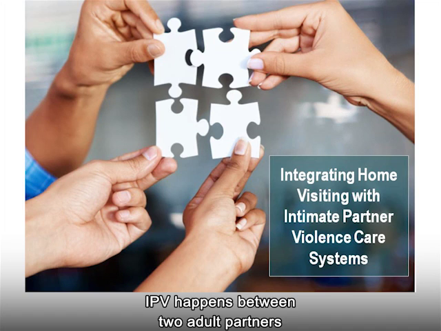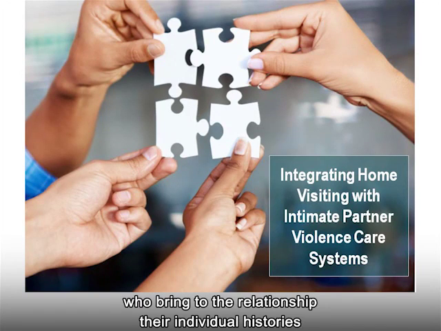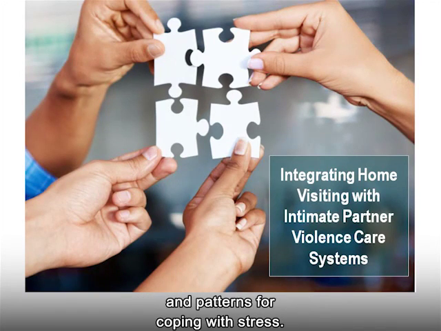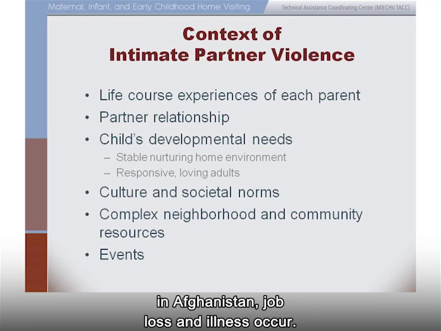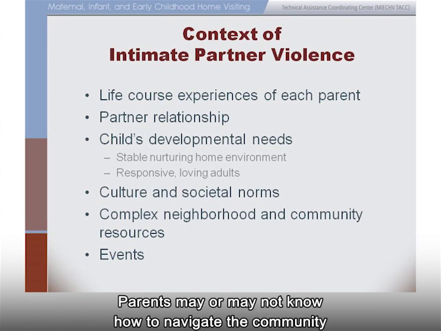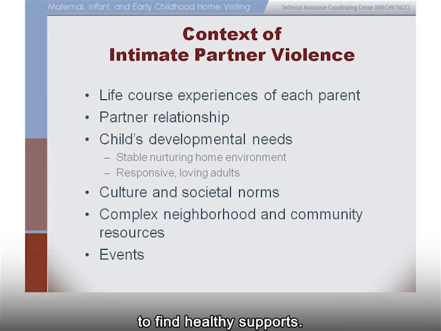IPV happens between two adult partners who bring to the relationship their individual histories and patterns for coping with stress. Families exist in communities, which can be a resource when life events such as the war in Afghanistan, job loss, and illness occur. Parents may or may not know how to navigate the community to find healthy supports.